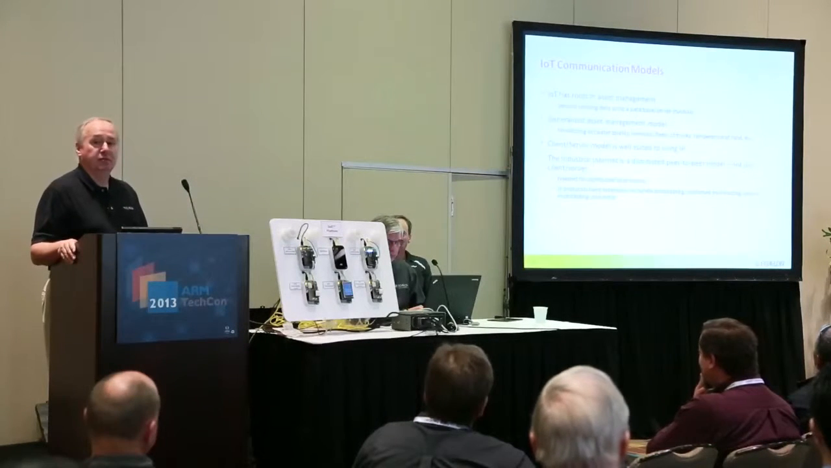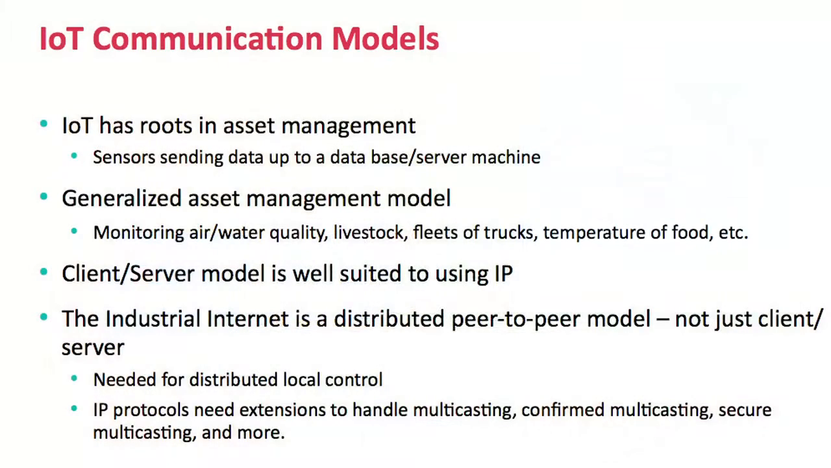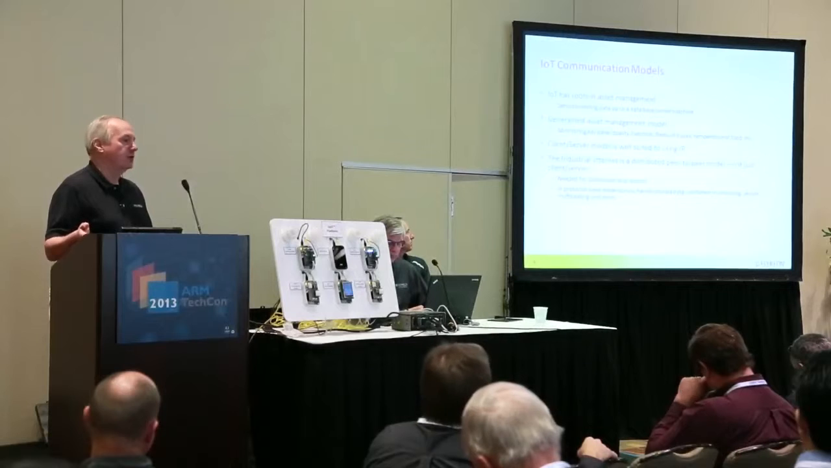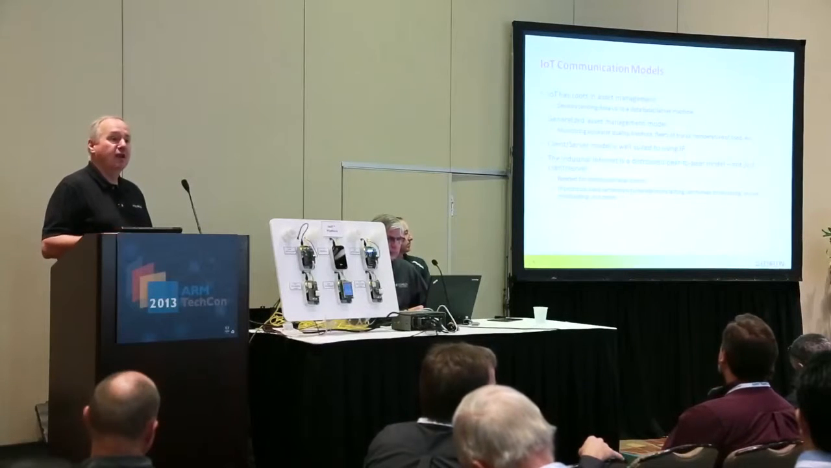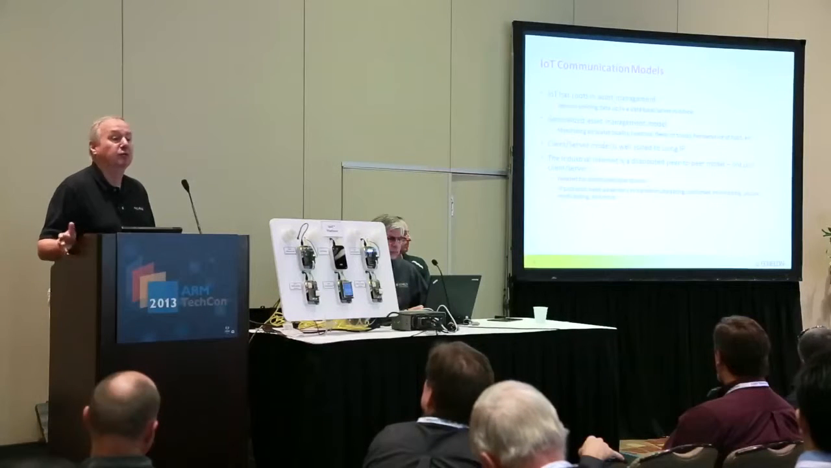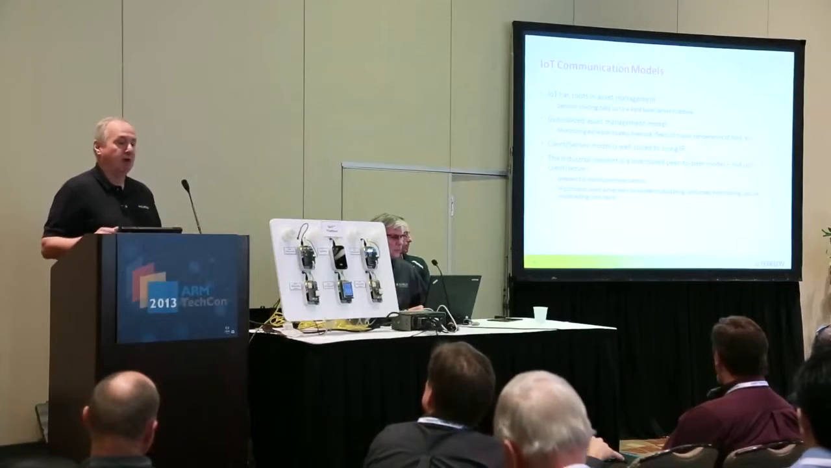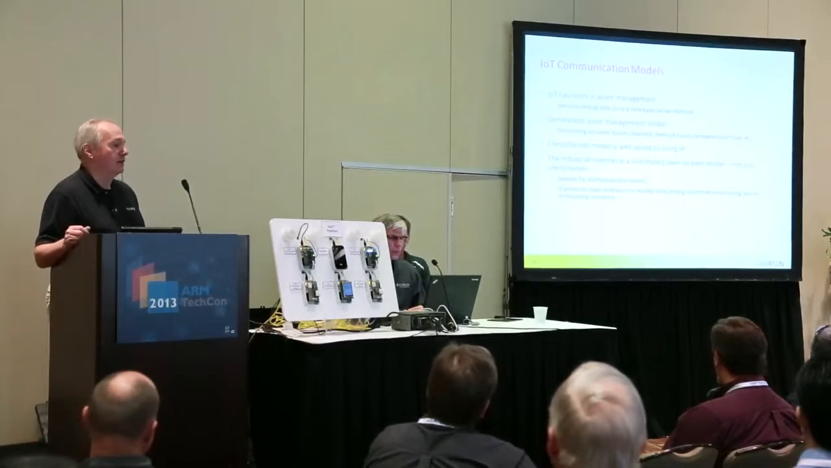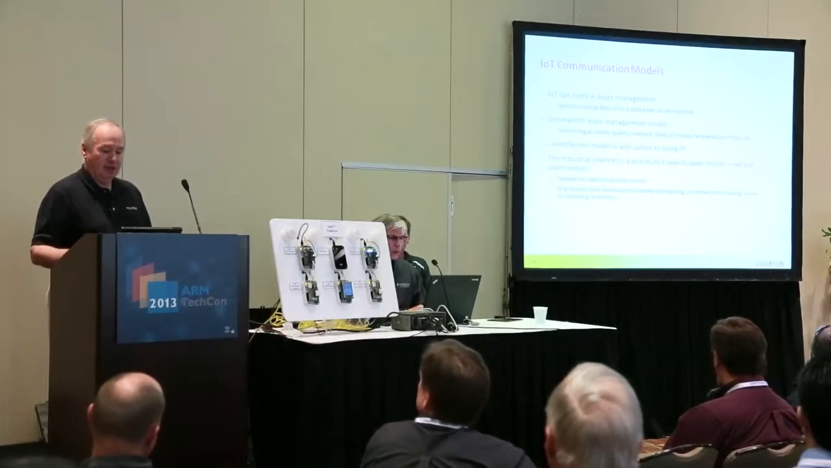So that client-server model is really well suited to using IP, because when we look at the internet, it's really a client-server computing system. Now, the industrial internet is the idea of using the internet protocols, but in more of a distributed peer-to-peer communication model. So it's not just client-server. And that's needed for doing local and distributed control, where the devices talk to each other and make decisions. Sometimes they have to make decisions and react faster than any human could. So you couldn't have somebody sitting at a station watching things and be able to react. So it turns out IP protocols need extensions to handle things like multicasting and multicast security.